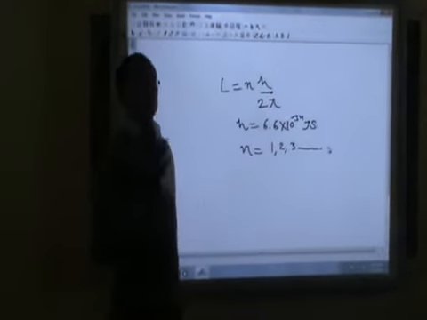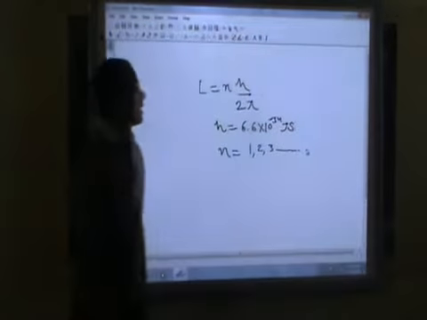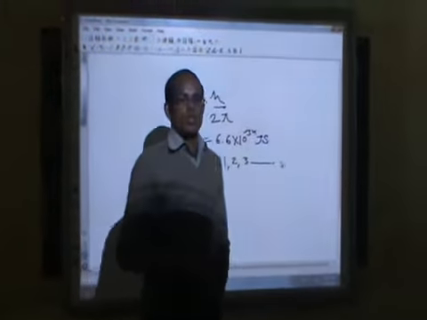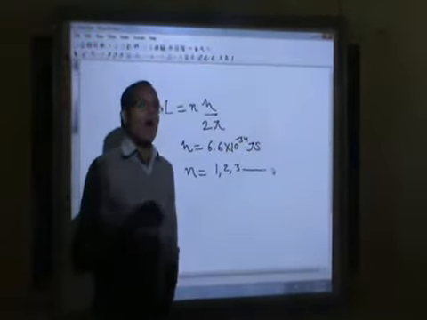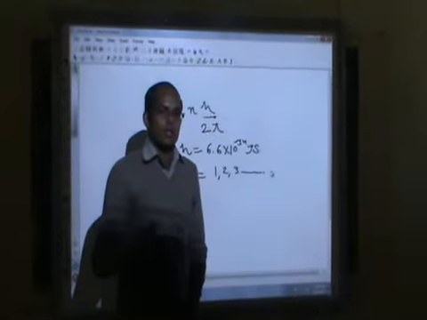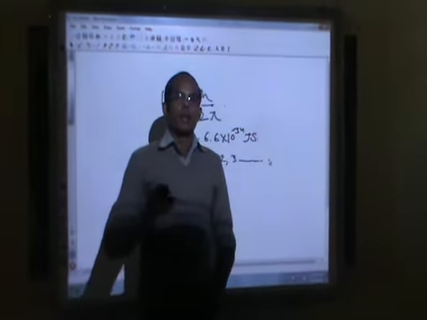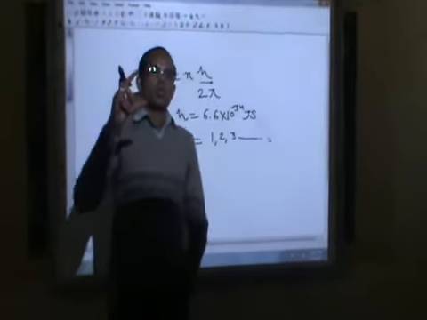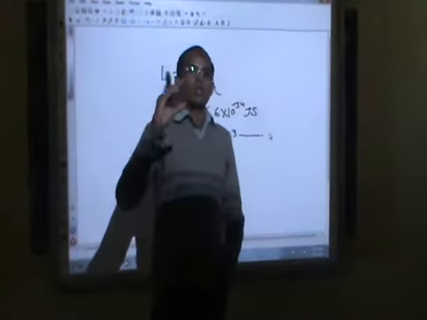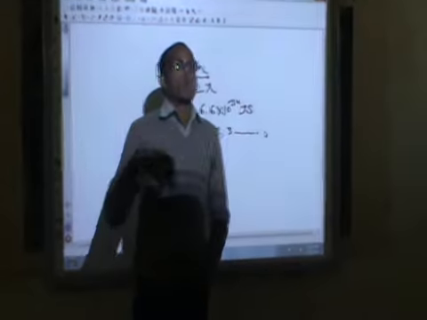Now we come to the third postulate of Bohr's hypothesis. The third postulate says that an electron can make a transition from one state to another state. It may be from a higher state to a lower state, or on the other hand, from a lower state to a higher state. When the electron makes a transition from a higher to a lower energy state, the energy difference corresponding to the states is emitted in the form of a photon.